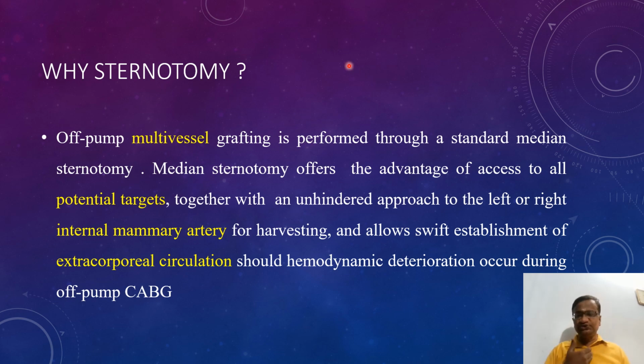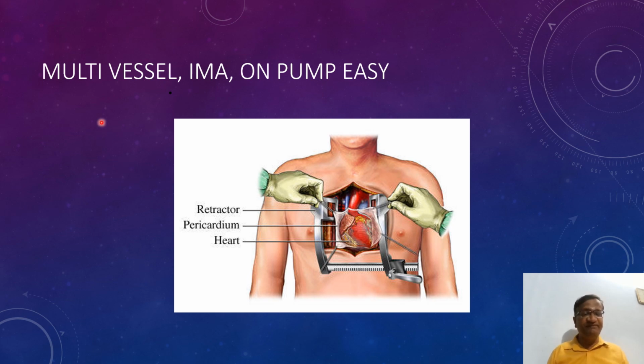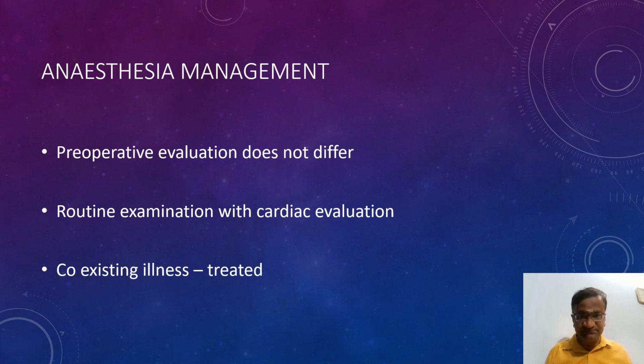Multi-vessel grafting. Usually what they do, they cut the sternum and open it. Median sternotomy. What is the advantage of sternotomy? We can easily find the PDA, the RCA, the left circumflex, etc. And we can also see the internal mammary artery. If we want, we can go on pump immediately. So multi-vessel disease on pump is easy if you open like this. But if you do it the other way, it is not laterally open, and we cannot do multi-vessel. Single vessel we can do, and it is very difficult to go on pump if an emergency needs it.